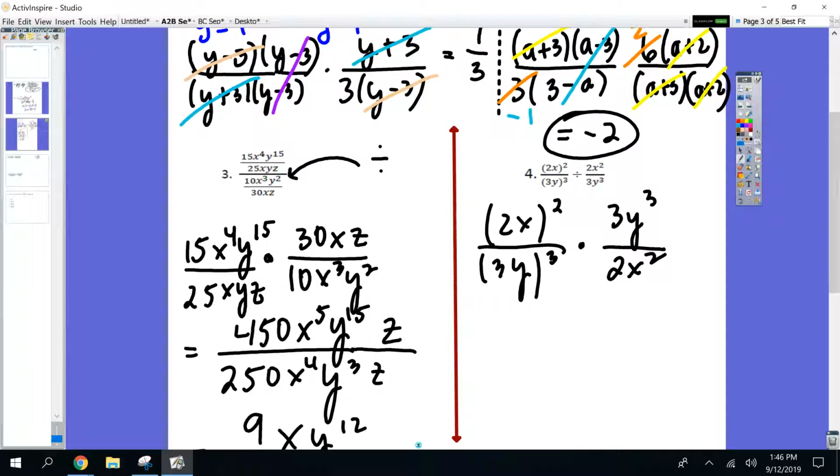2x, yep, 2x and 2x. 4x squared, yep. Ooh, what about 3y to the third? If you have a 9 in your answer, leave immediately. 3 to the third is 27, not 9. Y to the third. Yep. Nothing to do over here, but rewrite.